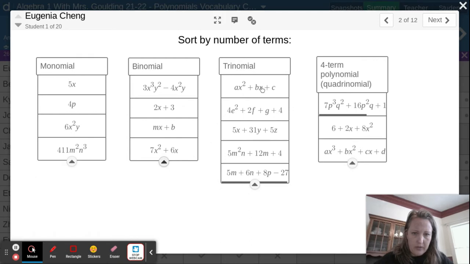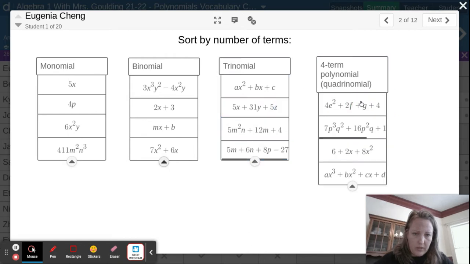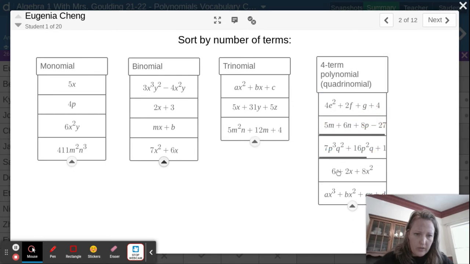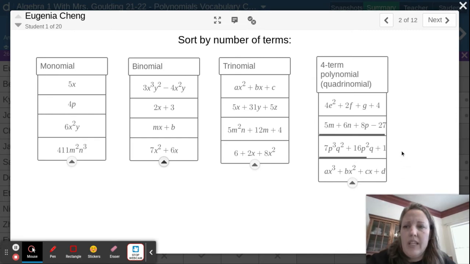Okay, trinomials. 1, 2, 3. 1, 2, 3, 4. So this is a quadrinomial. 1, 2, 3. 1, 2, 3, 4. So this is a quadrinomial. And you'll notice over here, 1, 2, 3. This is a trinomial. And this is a quadrinomial. 1, 2, 3, 4. Okay, so hopefully that helps you guys that are struggling with that slide. So that was slide 2 of 12.